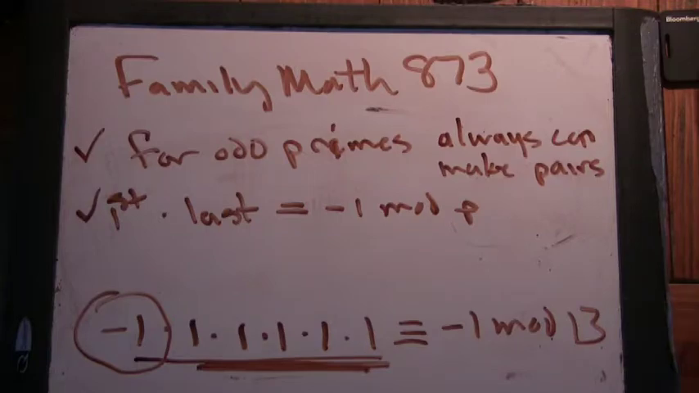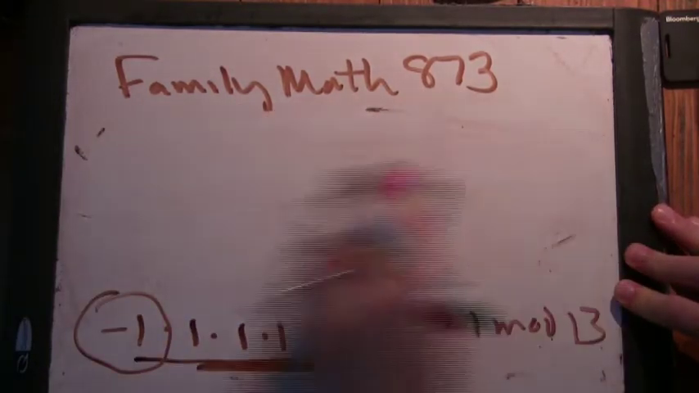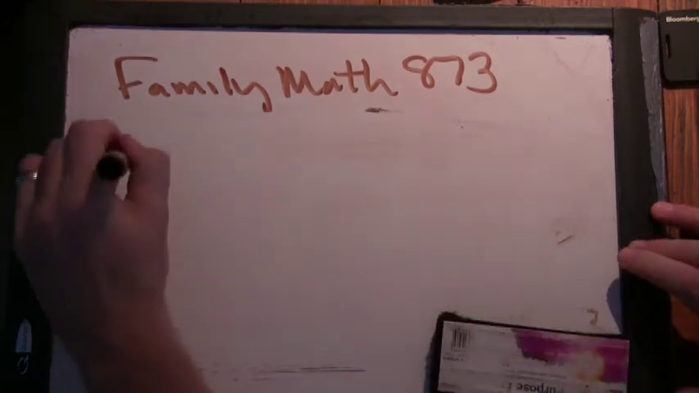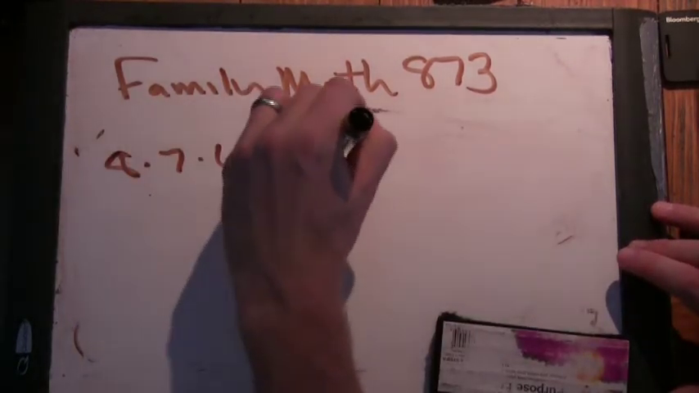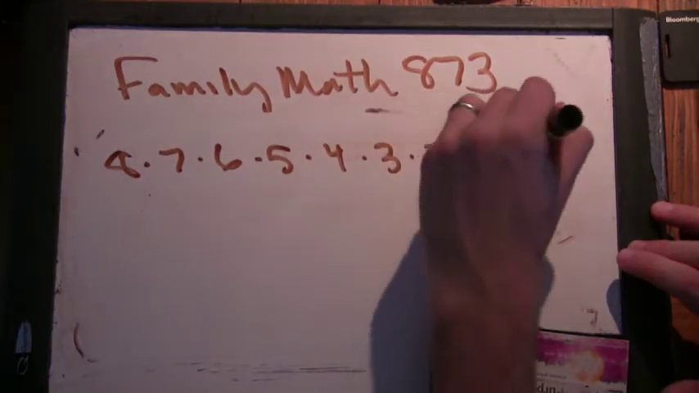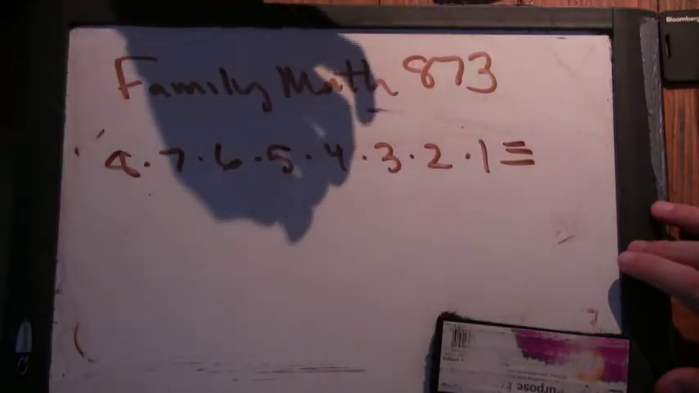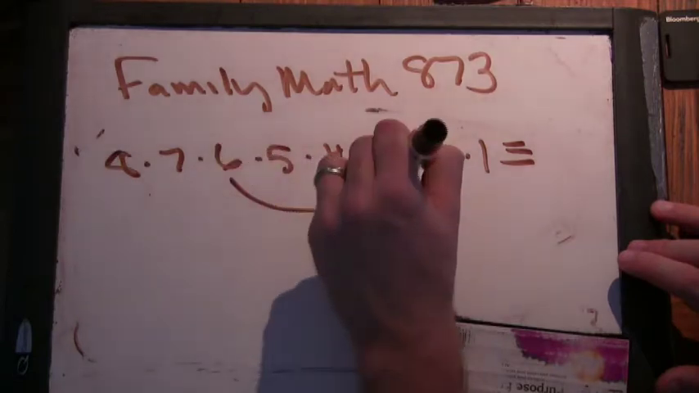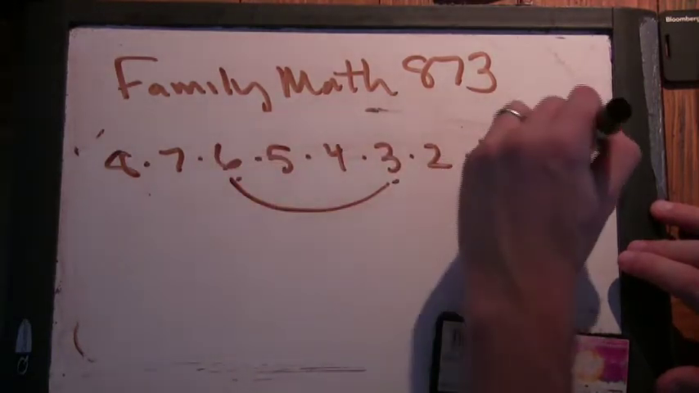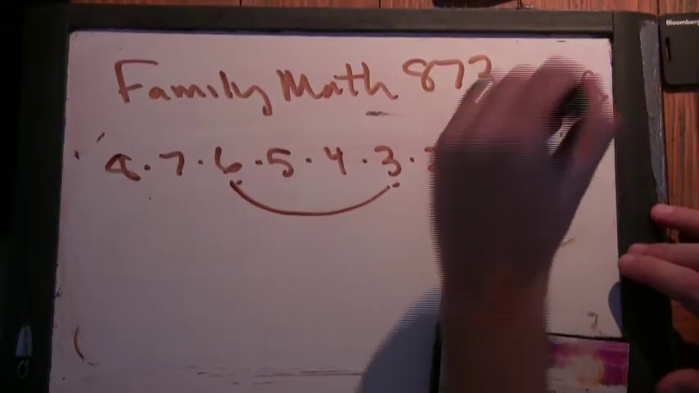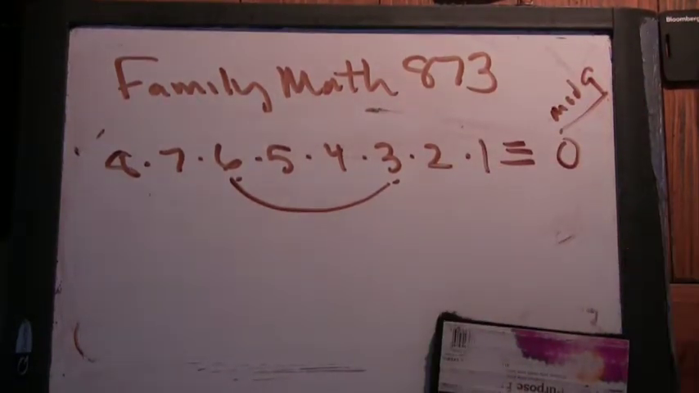Let's actually explore that. Let's do 9. So we have 8 times 7 times 6 times 5 times 4 times 3 times 2 times 1. And can you see what this is, mod 9, without multiplying everything out? It's 0. Why? Because you've got the factors of 9, you've got two 3s. Aha, we have a 3 here, and then we have a 3 inside the 6. This is 0 mod 9.